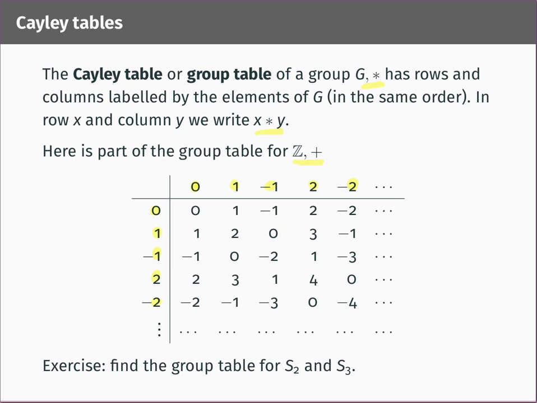So you can see here, let's just look at some of these entries, like the entry in row 1 and column 2, what I should put is the result of 1 plus 2, which is 3. And in row minus 2 and column minus 1, I should put the result of minus 2 plus minus 1. Of course, that's minus 3, so that's why there's a minus 3 there.